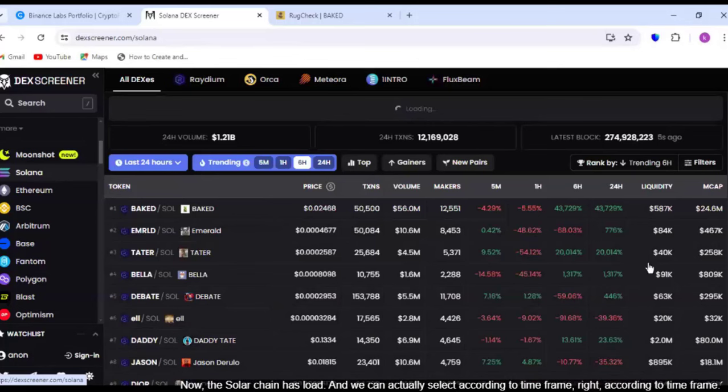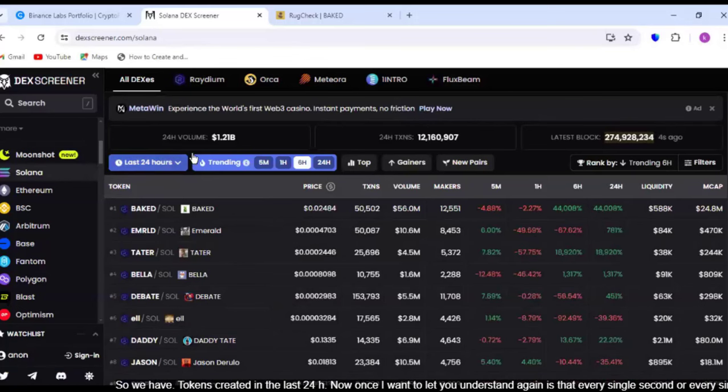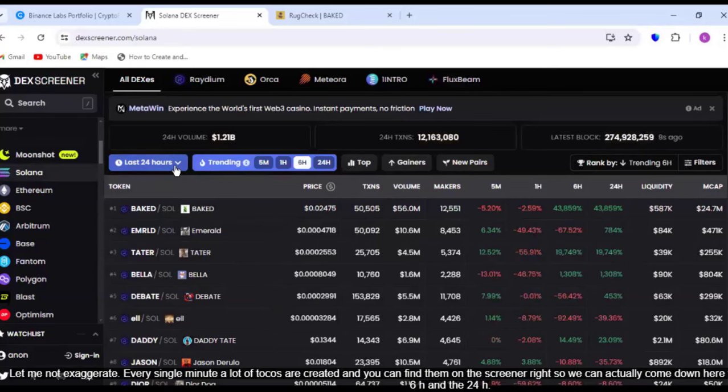The Solana chain has loaded, and we can select according to time frame. We have tokens created in the last 24 hours. One thing I want you to understand again is that every single minute, a lot of tokens are created, and you can find them on dexscreener. We can come down here to select the 5 minutes, 1 hour, 6 hours, and 24 hours.